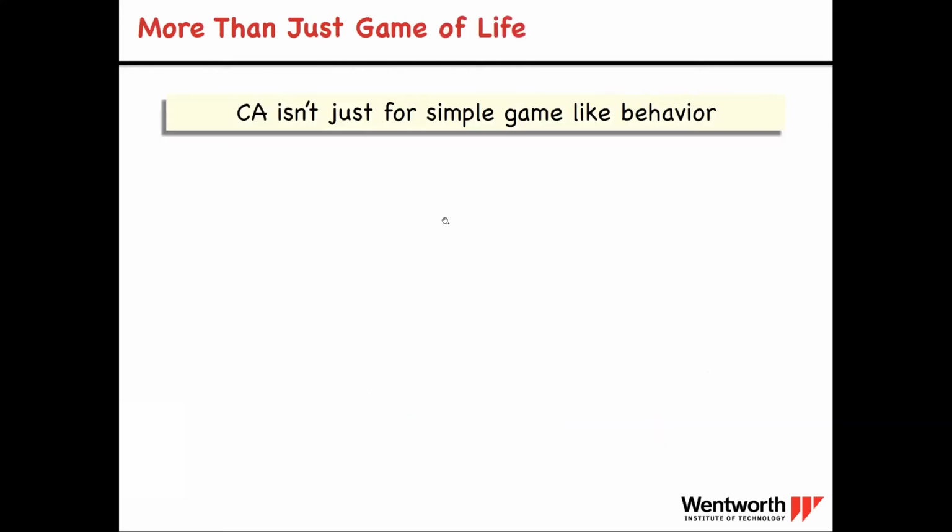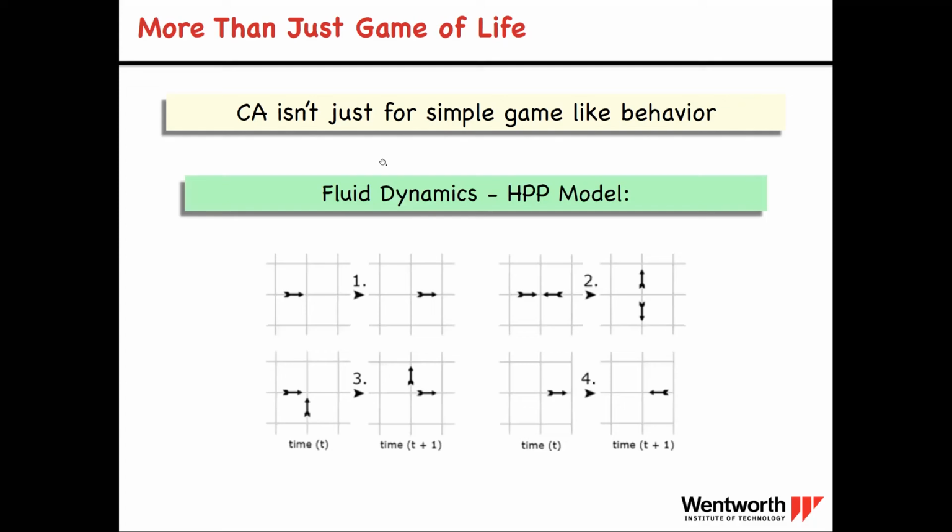All right. So CA is not just for the simple game-like behavior. You can do more sophisticated things with it. As an example, and this is the video I'm going to show you, you can do fluid dynamics. The HPP model is the one that I have working at the moment. It's very simple. All the rules are right here. There's only 4 rules.